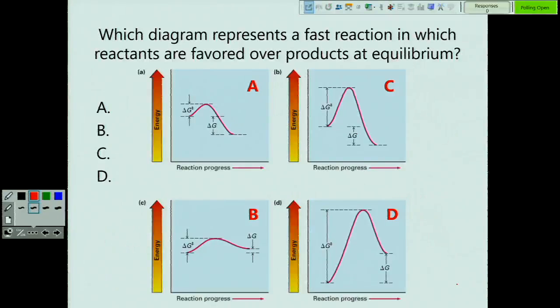Okay? So here's one. So which of these represents a fast reaction in which the reactants are favored over products at equilibrium? So fast and endergonic.